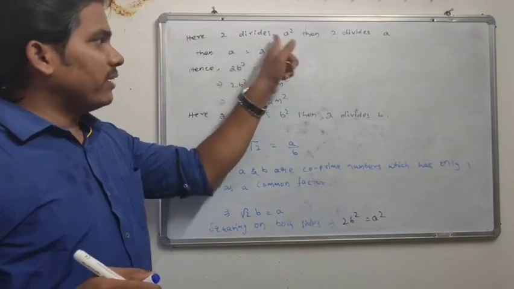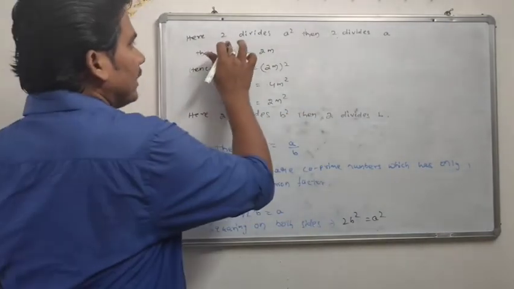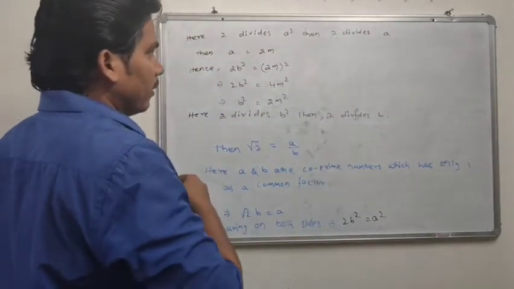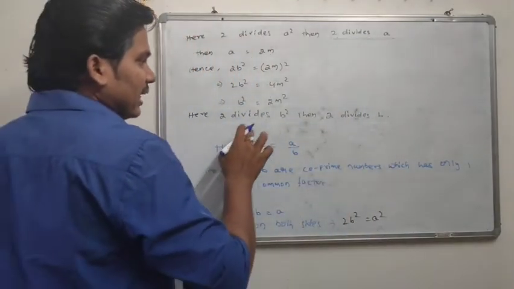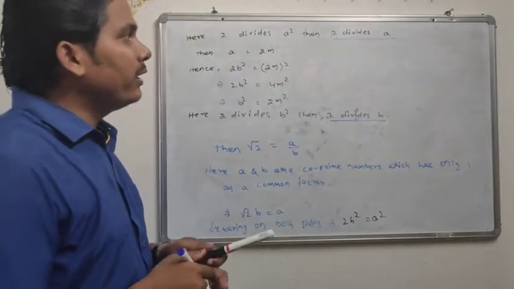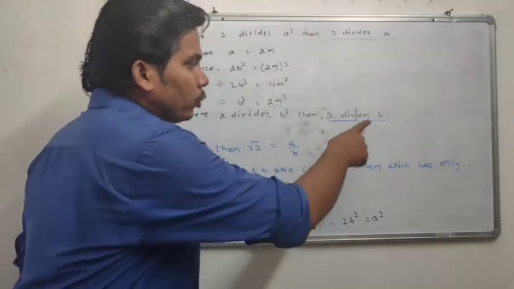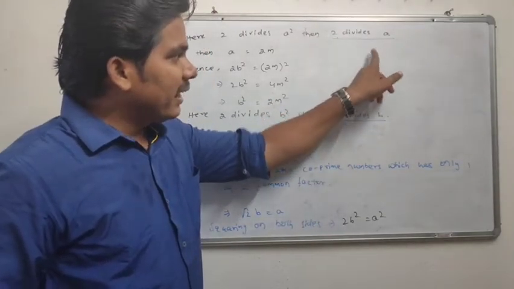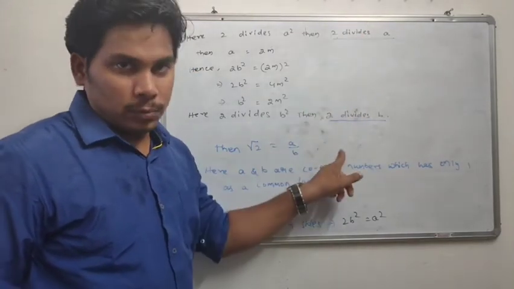One statement is 2 divides a square, then 2 divides a. It is a statement we have seen by the theorem. In the same way, here also we have written this statement. Here 2 divides a, and here 2 divides b. Means 2 divides a and 2 divides b, so the common factor of both is 2.